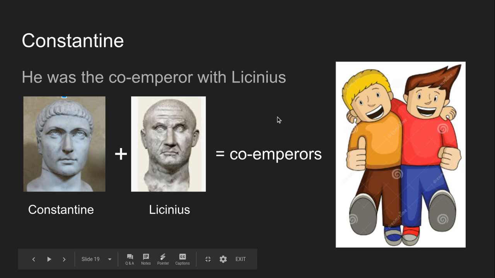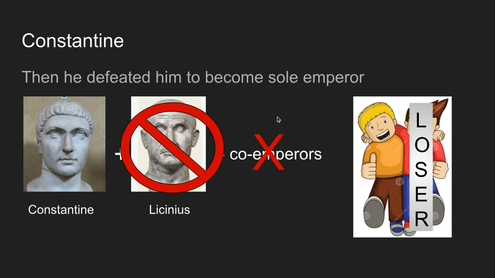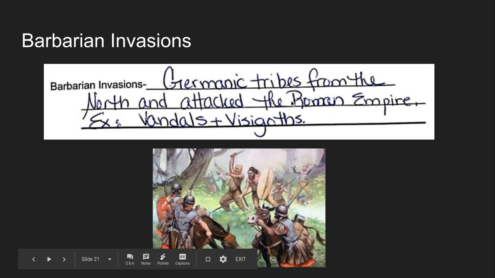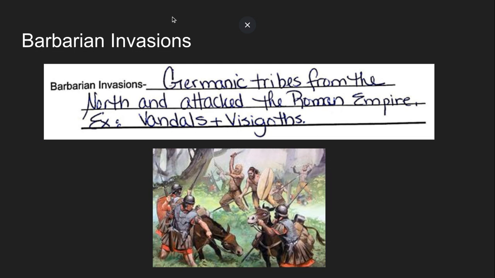They were best friends. Then, boom, stuff got real. Constantine defeated Licinius. So they were no longer co-emperors, and he became the sole emperor, making this dude here a loser. He says, I'm the emperor now. So Constantine ends up being the emperor by beating Licinius. Then there were barbarian invasions. Barbarian invasions were from Germanic tribes from the north, and they attacked the Roman empires. Here's the Germanic tribes.